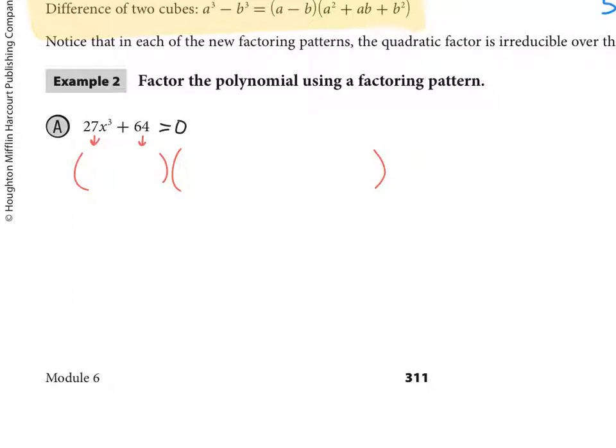So 27x to the third becomes 3x. 64, that's positive 64, becomes plus 4. All right, that's that first parenthesis. Like I said, it's a pretty simple one.